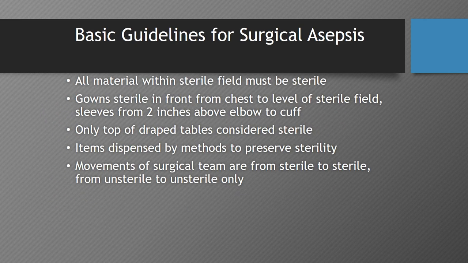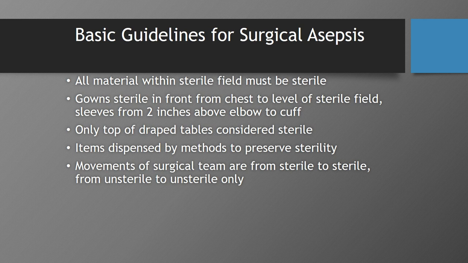Basic guidelines for surgical asepsis: all material within the sterile field must be sterile. Gowns are sterile in the front from the chest level to the sterile field, and sleeves from 2 inches above the elbow to the cuff. So basically from the waist up, and just your front is sterile. Only the top of the draped table is considered sterile. Items are dispensed by methods to preserve sterility. So basically, if you have a sterile surgical table, when you open things up, you open them and drop them on the table. You don't open up the package, take the product out, and put it on the table.